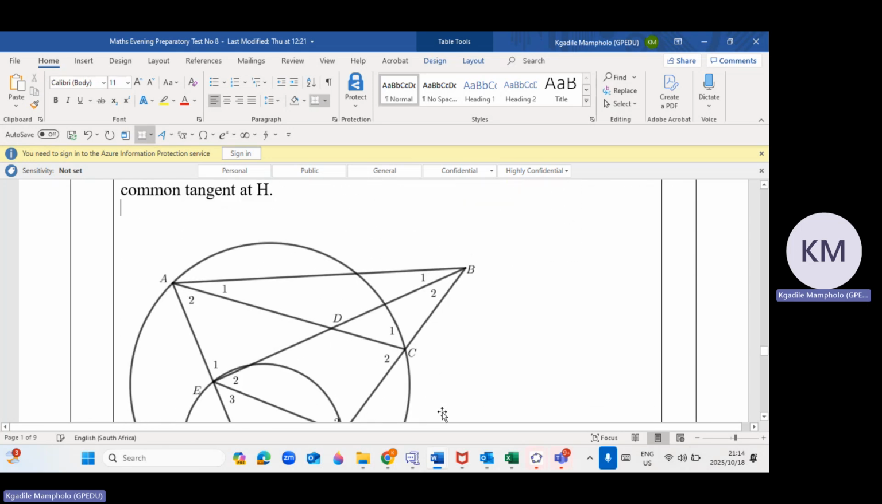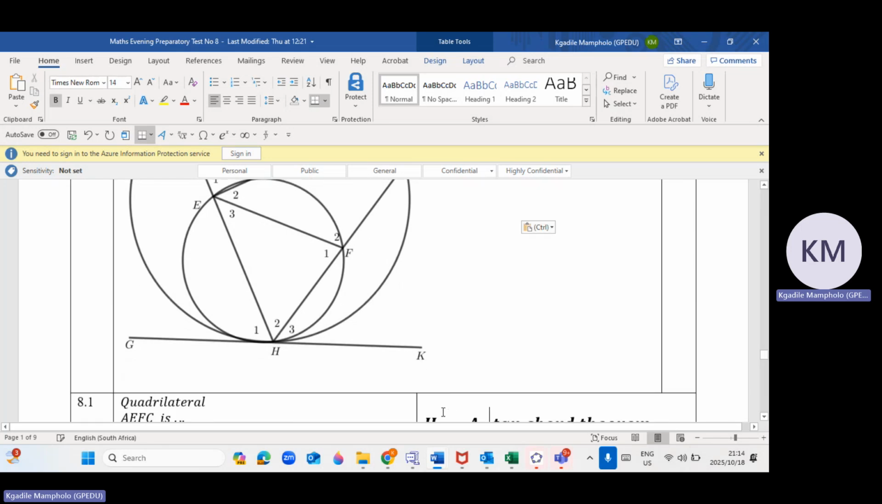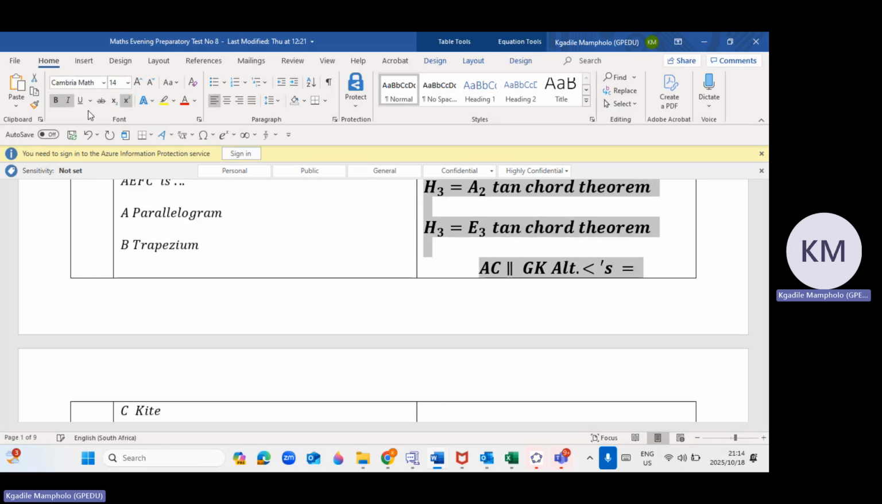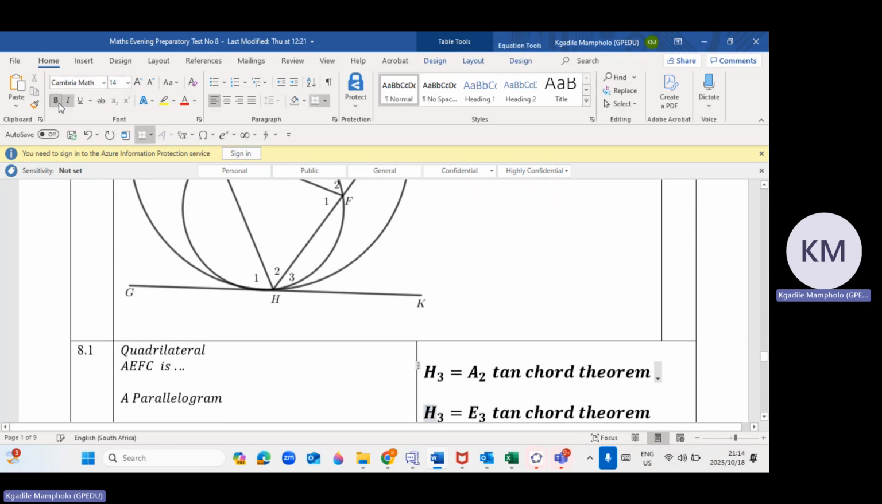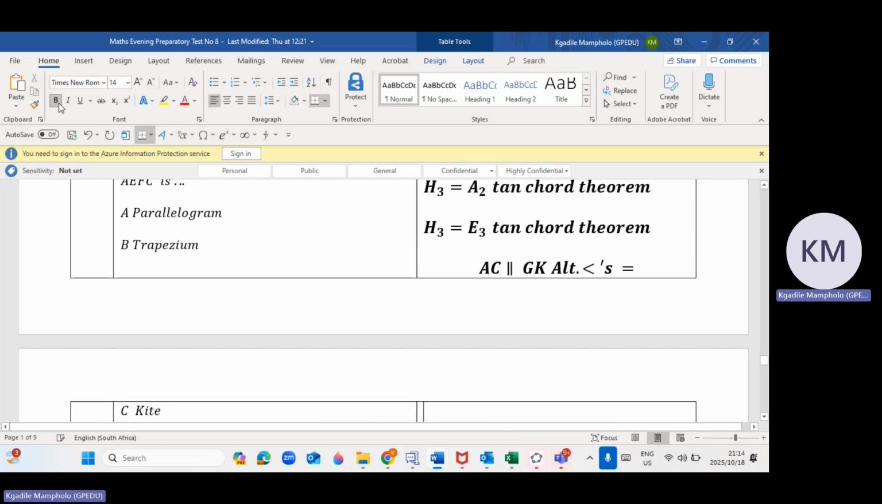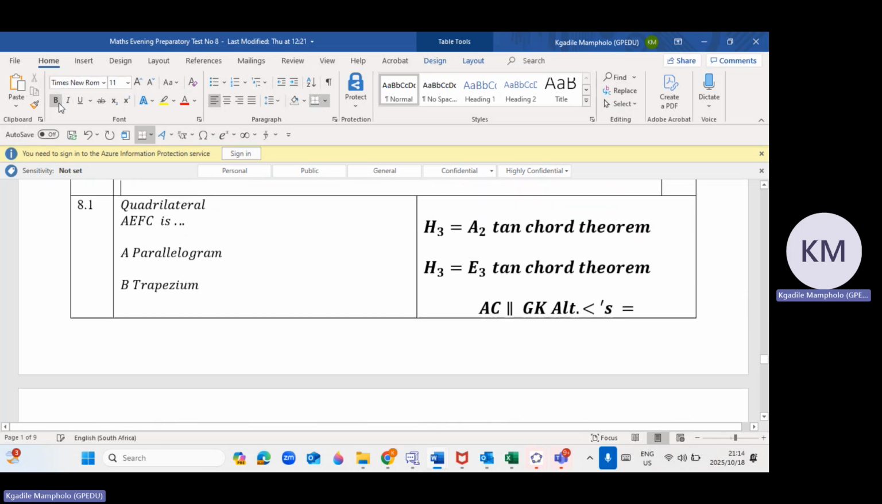Number 8. You are given two triangles, with the small one touching the larger one internally, and these two circles have a common tangent. The first question: is quadrilateral AEFC a parallelogram, trapezium, kite, or none of the above? Let's check whether it is one of them or none.